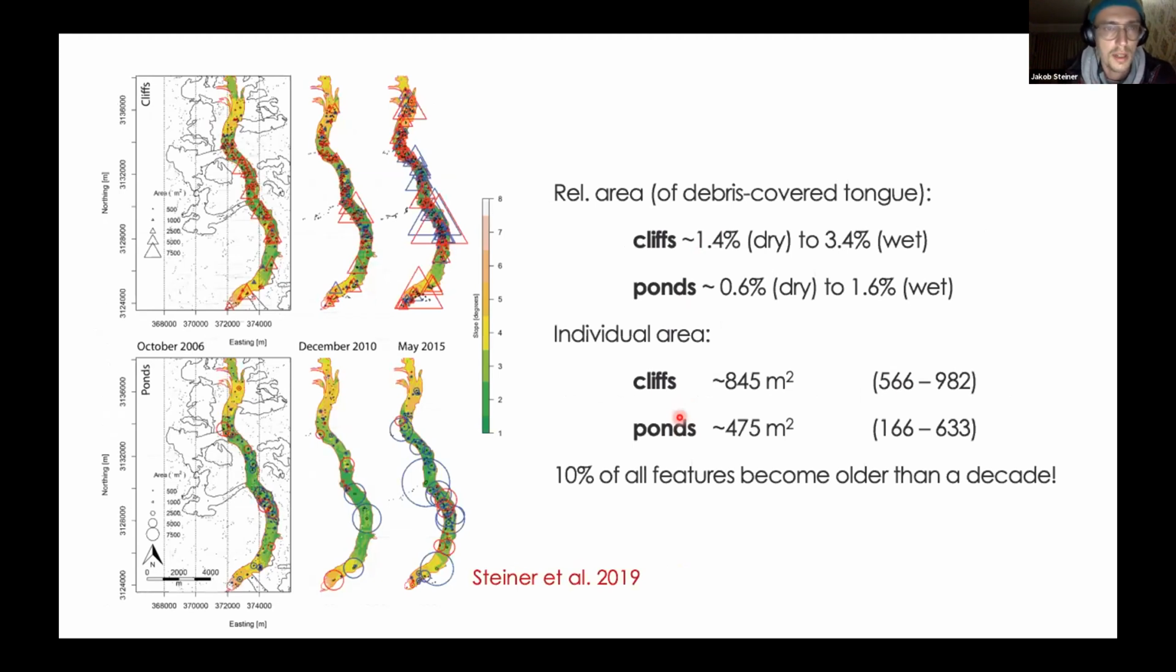And we looked at that with satellite imagery. And here you see from one of our glaciers, 3 snaps in time. On top, there are ice cliffs, and on the bottom, there are the mapped ponds. This is one snap in October, in December, and then in May, so in the ablation season. And you can see that the cliffs become a little larger in the ablation season, but they don't necessarily become more numerous, so the number stays relatively stable. While the ponds become larger and also more numerous in the ablation season. There's a lot more meltwater on these debris-covered tongues.